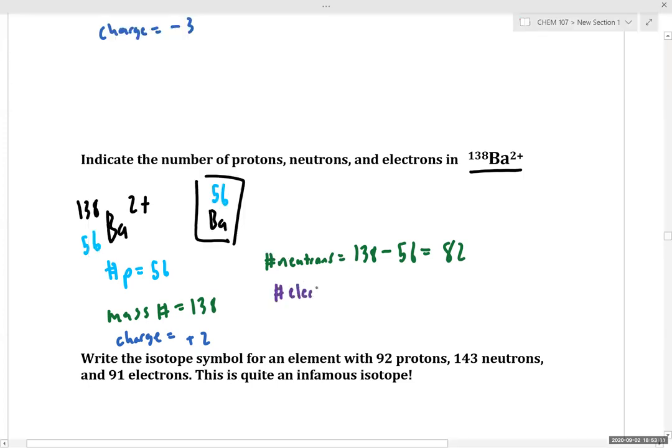And our number of electrons is equal to our number of protons minus the charge, which gives us 54 electrons. Does this example make sense to everyone? Any questions on this example? Okay, so this will be the end of today's lecture.